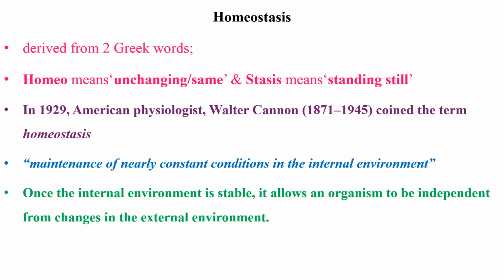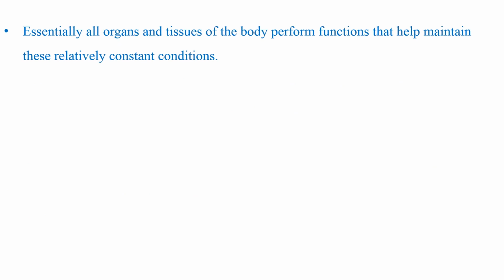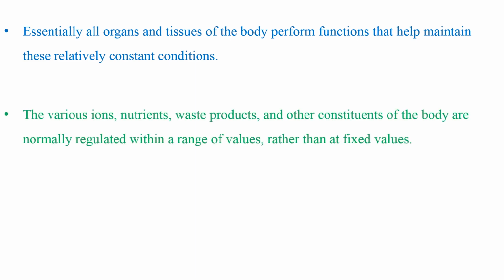Once the internal environment is stable, it allows an organism to be independent from changes in the external environment. Essentially, all organs and tissues of the body perform functions that help to maintain these relatively constant conditions. The various ions, nutrients, waste products, and other constituents of the body are normally regulated within a range of values rather than at fixed values.